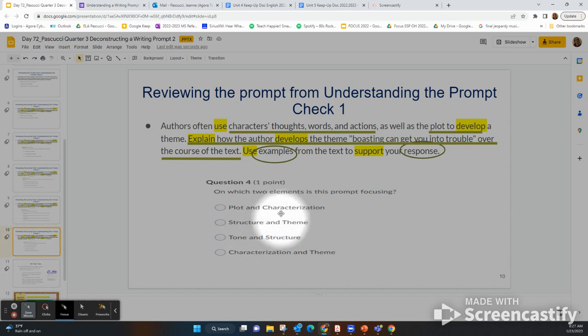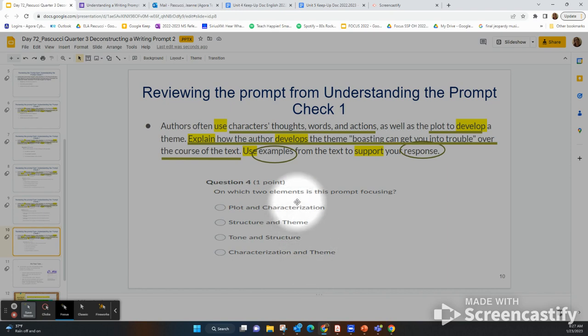And last but not least, on which 2 elements of this prompt is focusing. Now you might need to really think about English class the past few weeks. Okay, first one says plot and characterization. Okay, no, it says plot here, but is the character's thoughts, actions, and words a characterization? Yeah, but continue on because we have to eliminate all the answers if that's the best one. Structure and theme. Well, it does say theme, but does it say structure? Nah. Tone and structure. It doesn't say tone or structure, so, no. Characterization and theme. Okay, well, yeah, kind of talks about those 2 too.